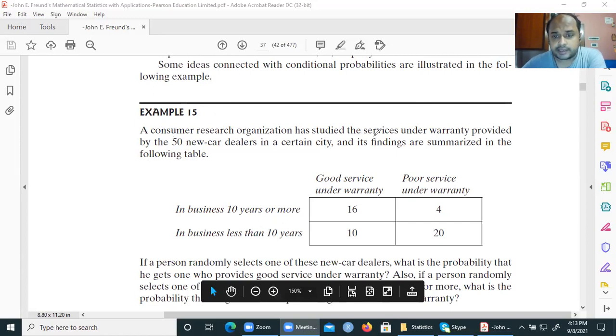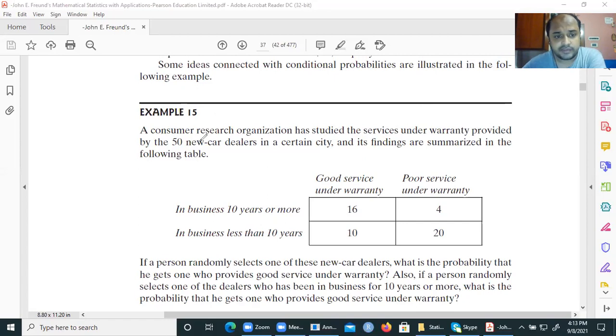A consumer research organization has studied the services under warranty provided by the 15 new car dealers in a certain city, and its findings are summarized in the following table. Whenever we put something in tabular form, it is easily understood from its description that this table gives us car dealers who are in business for 10 years or more, and some who are in business for less than 10 years. Among these car dealers, some provide good service under warranty and some provide poor service under warranty. So this is the reflection of the physical system in front of you.